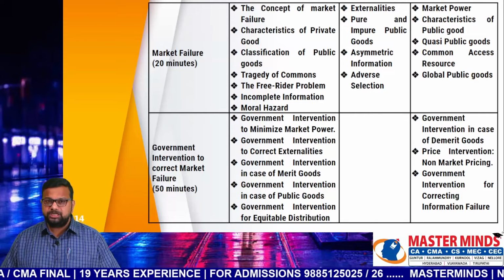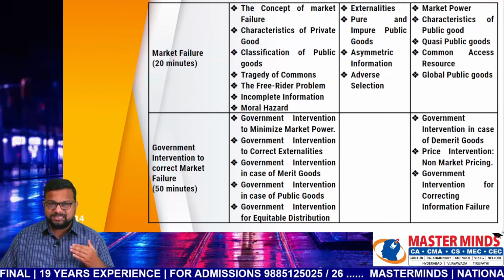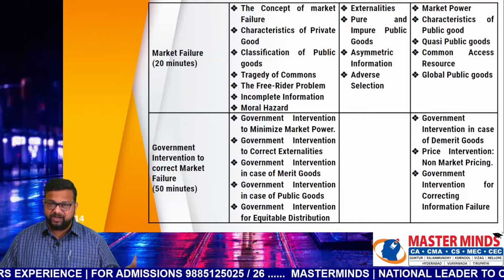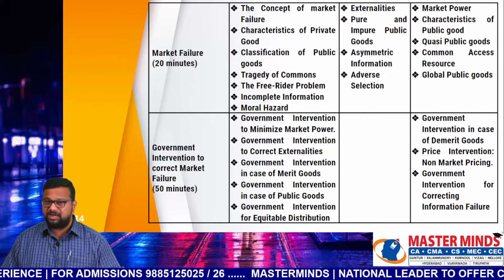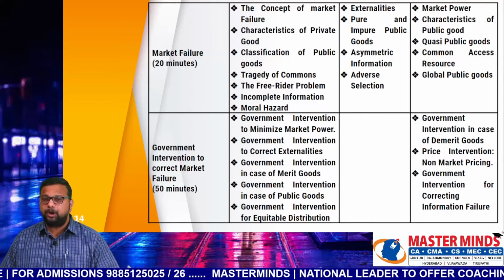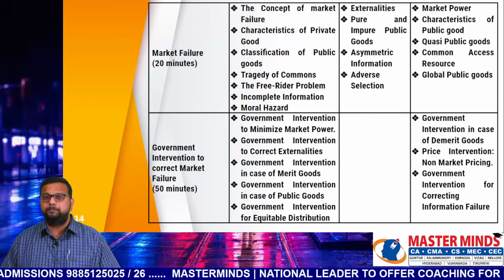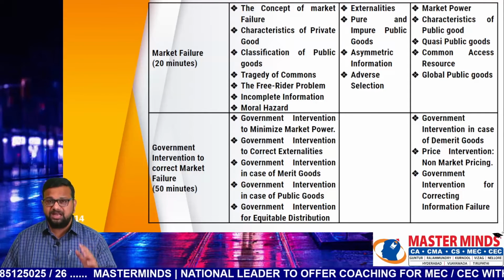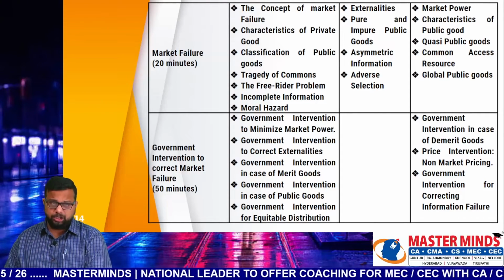So first priority topics are the concepts of market failure, characterization of private goods, classification of public goods, tragedy of commons, the free rider problem, incomplete information, moral hazard. These are the first priority topics. Second priority: externalities, pure and impure public goods, asymmetric information, adverse selection. Apart from this, whatever topics are left have been classified as third priority topics.